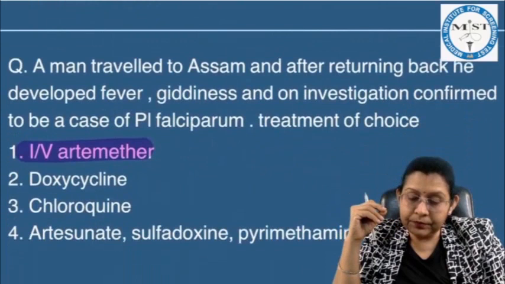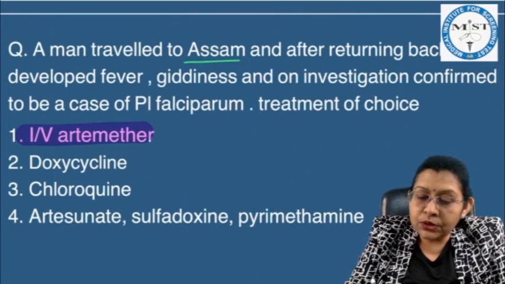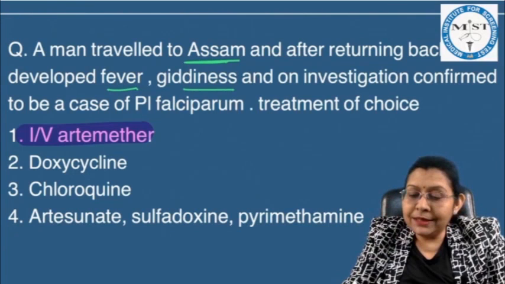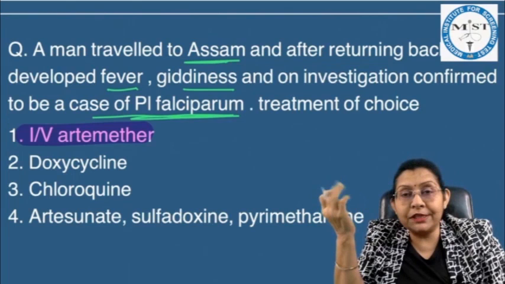A man traveled to Assam and after returning back, he developed fever. So one clue is that he had gone to Assam and after returning developed fever and giddiness, and on investigation was confirmed to be a case of Plasmodium falciparum. They had clearly mentioned it because in the Northeast states there is a high possibility of Plasmodium falciparum infection. So what is the treatment of choice?